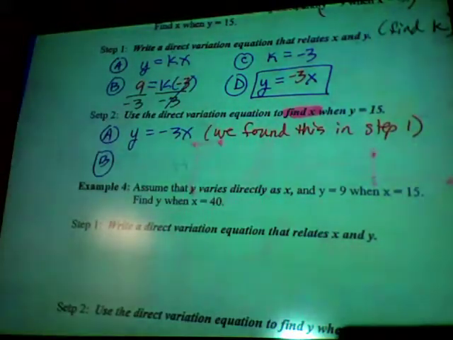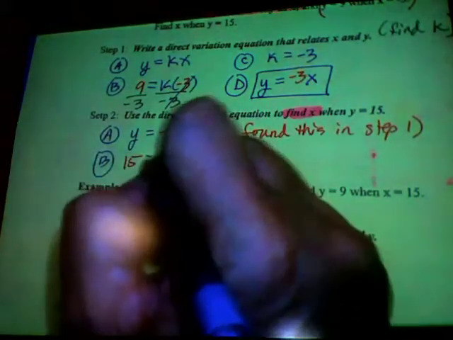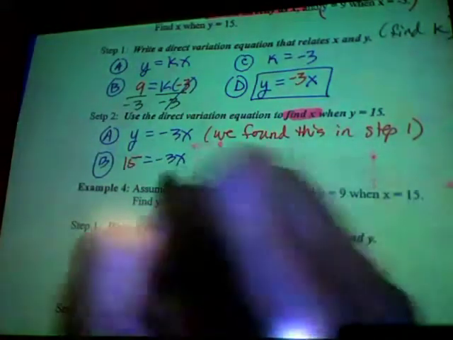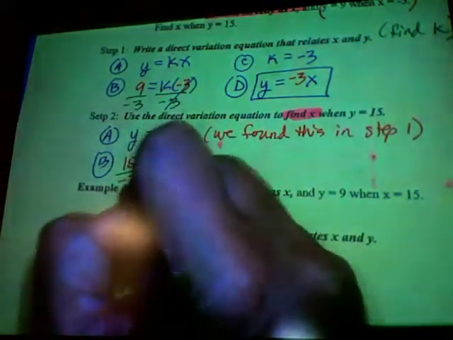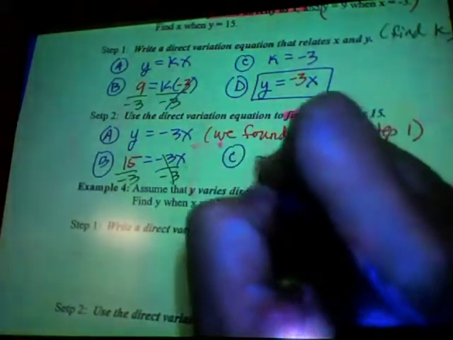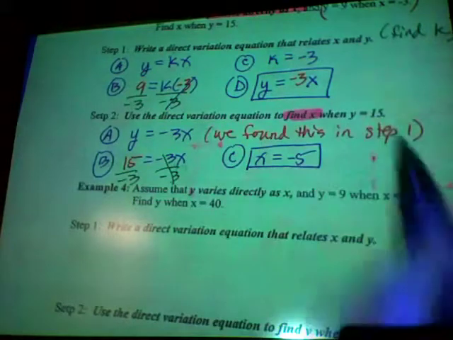Plug it in. So we know that y is 15, so replace y with 15 equals negative 3x. The easy part is solving. The hard part is knowing how to do the process. So how do you solve for x? Yep, so that's the easy part, right? So then part C, what does x equal? Negative 5. So this is what they're looking for, find x.